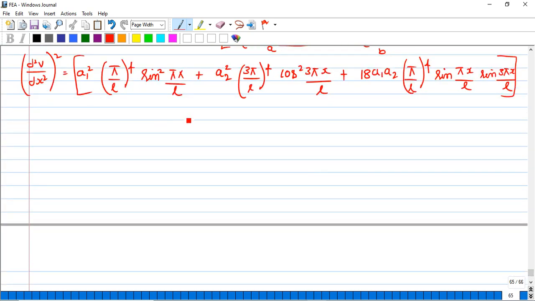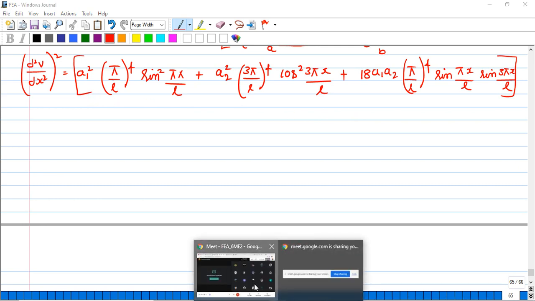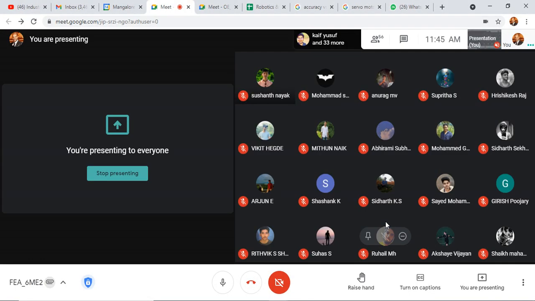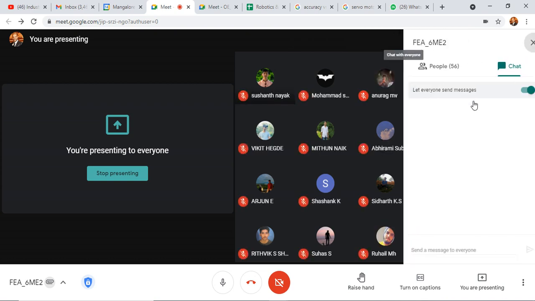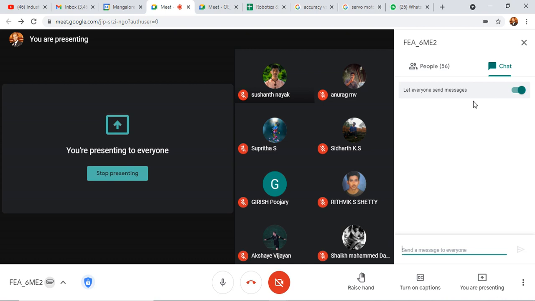I hope this is clear till this step. So let me ask, is there any doubt till here? Please let me know, you can text. I want to make this particular problem easy for you, so I am stressing more on this. Is there any doubt? Mithun?